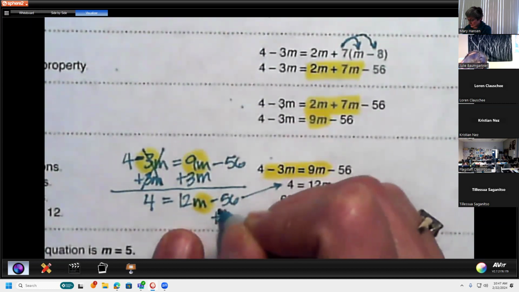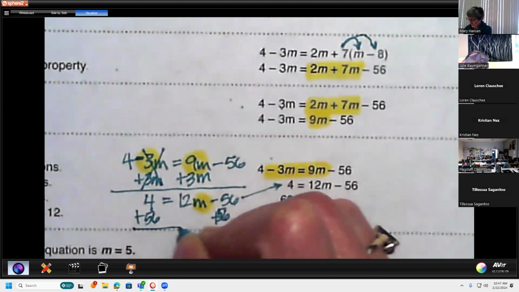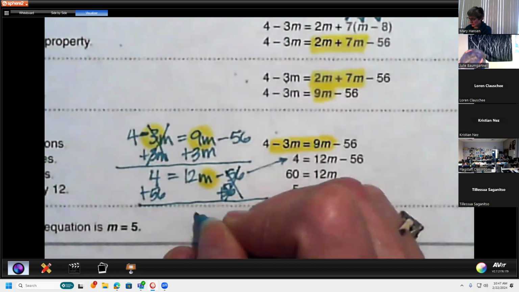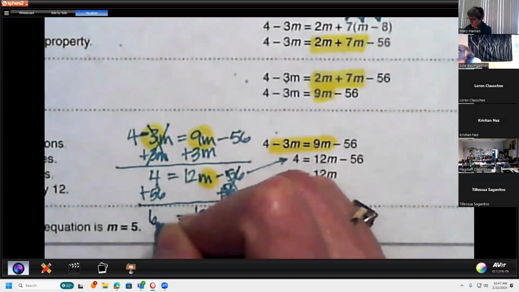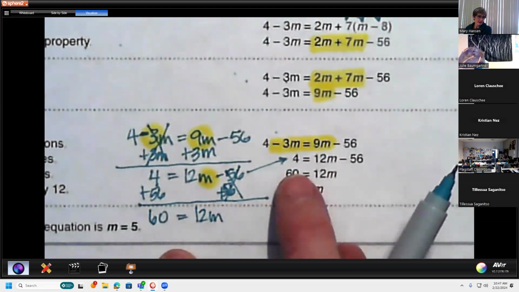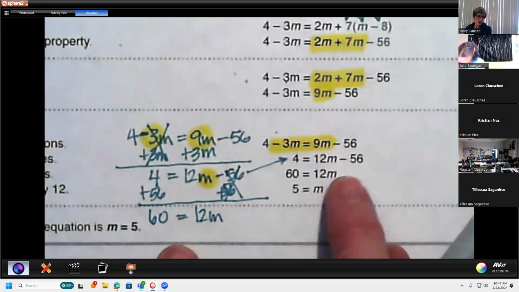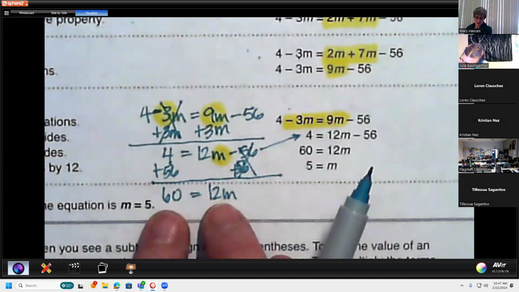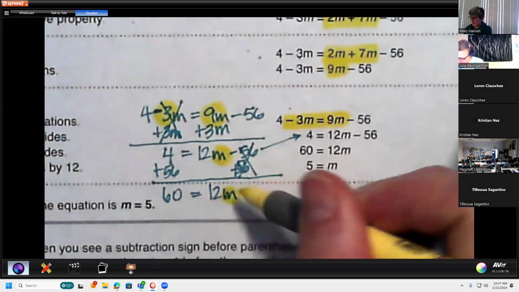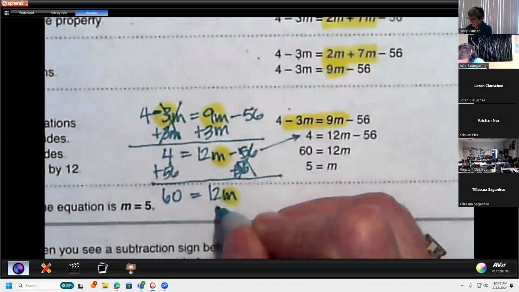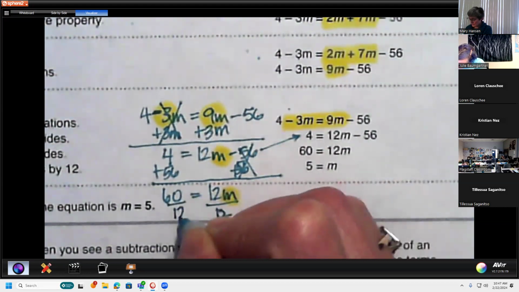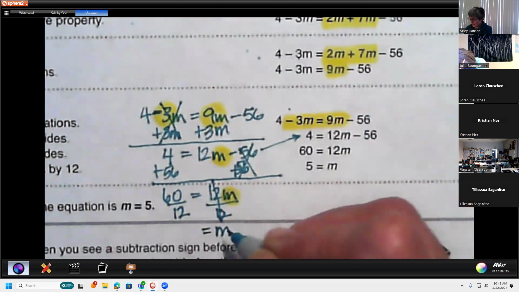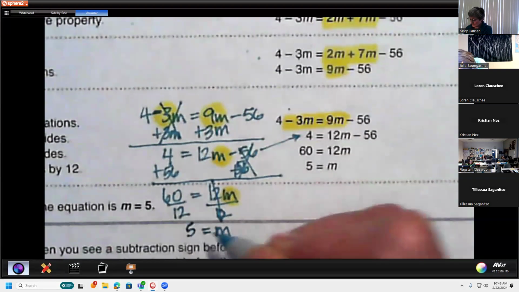Saving my division for the last. Minus 56 plus 56 makes 0. That's how they got to 60 equals 12m. They're not showing their steps, which I wish they did. And now we have a one-step equation. 12 is being multiplied by m. And to get rid of multiplying by 12, we divide by 12. 12 divided by 12 makes 1, or 1m. And 60 divided by 12 is 5.